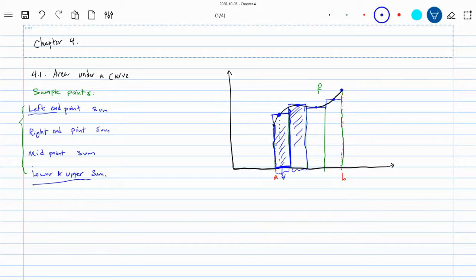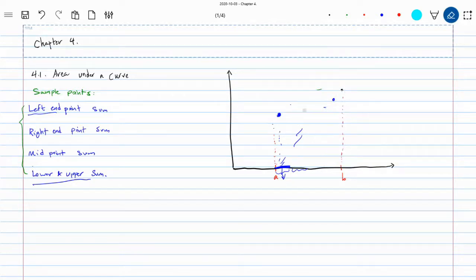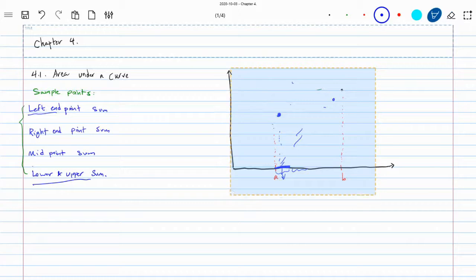Lower and upper sum means if you look at each interval, let me erase this picture so we can start again. This actually should have been easier. I selected and delete.